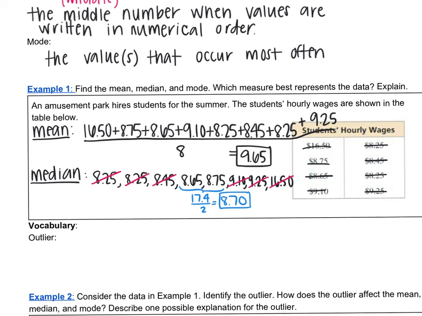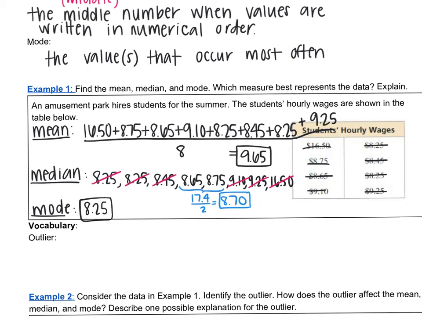And then lastly is mode. Mode, probably the easiest to find, is the one that occurs most often. So I'll take a look at my list. It's usually easier to take a look at the median list you made, because then you have them in order. The only one that occurs more than once is 825. It occurs twice, so my mode is 825.